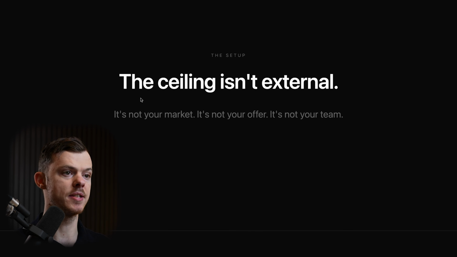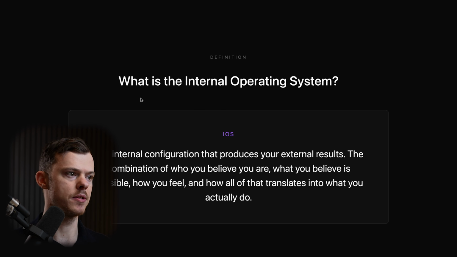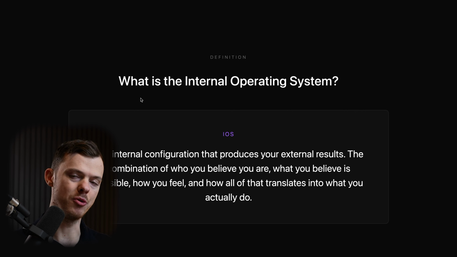Now, the thing is, the ceiling isn't external. It's not your market, it's not your offer, and it's not your team. It is your internal operating system. The thing to understand here is that the internal configuration, your iOS, produces your external results, whether that's in your life or in this case, in your business. And it's a combination really of who you believe you are, what you believe is possible, how you feel, and how all of that translates into what you actually do.